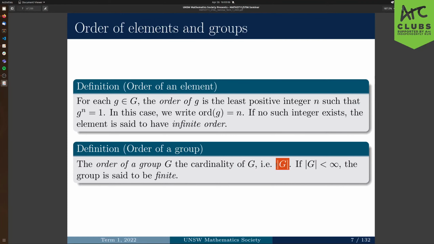And the order of a group is a little bit simpler. It's literally just the cardinality of the set, because groups are ultimately just sets with a fancy operation defined on it. And clearly, if the set has finitely many elements, we should probably call it a finite group.